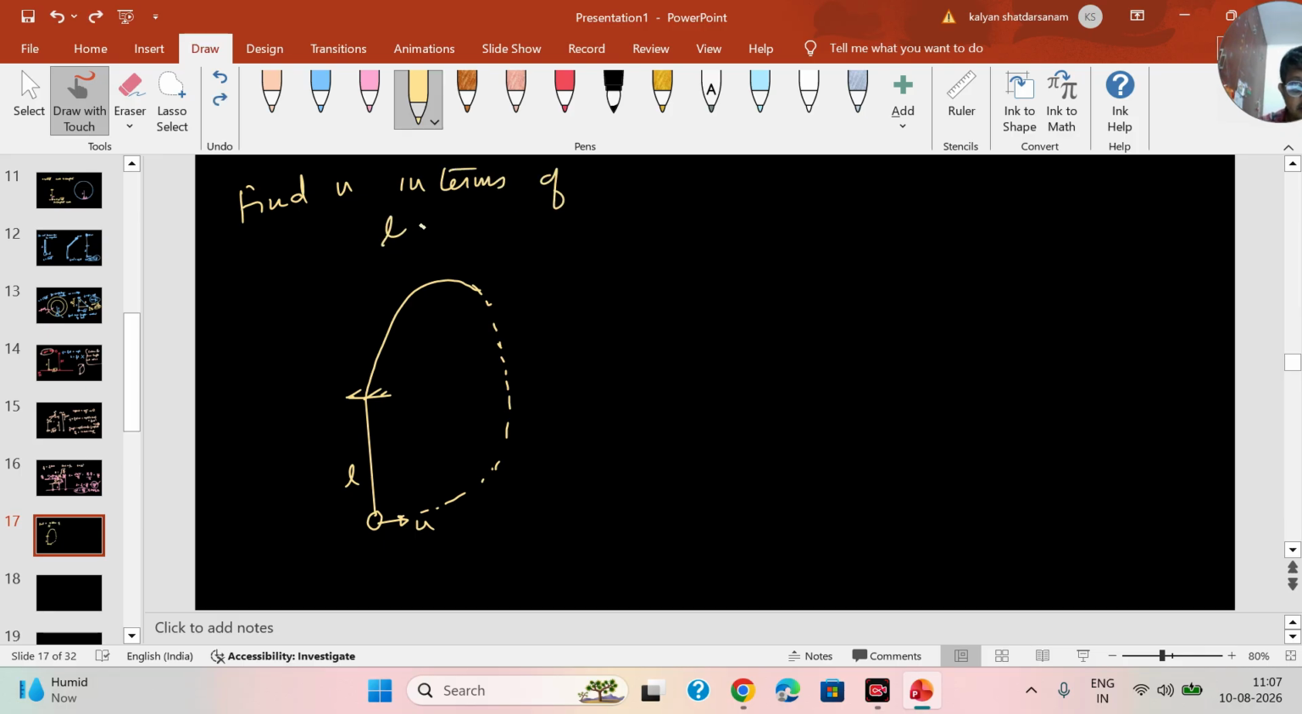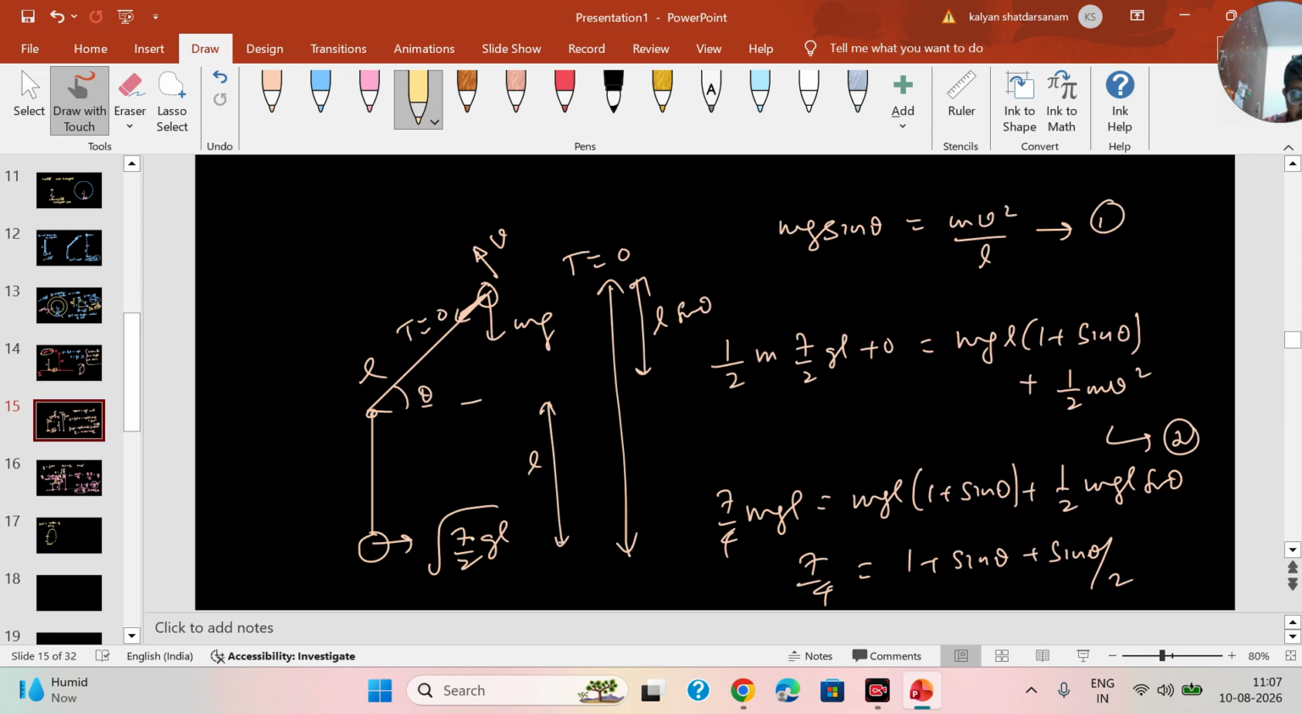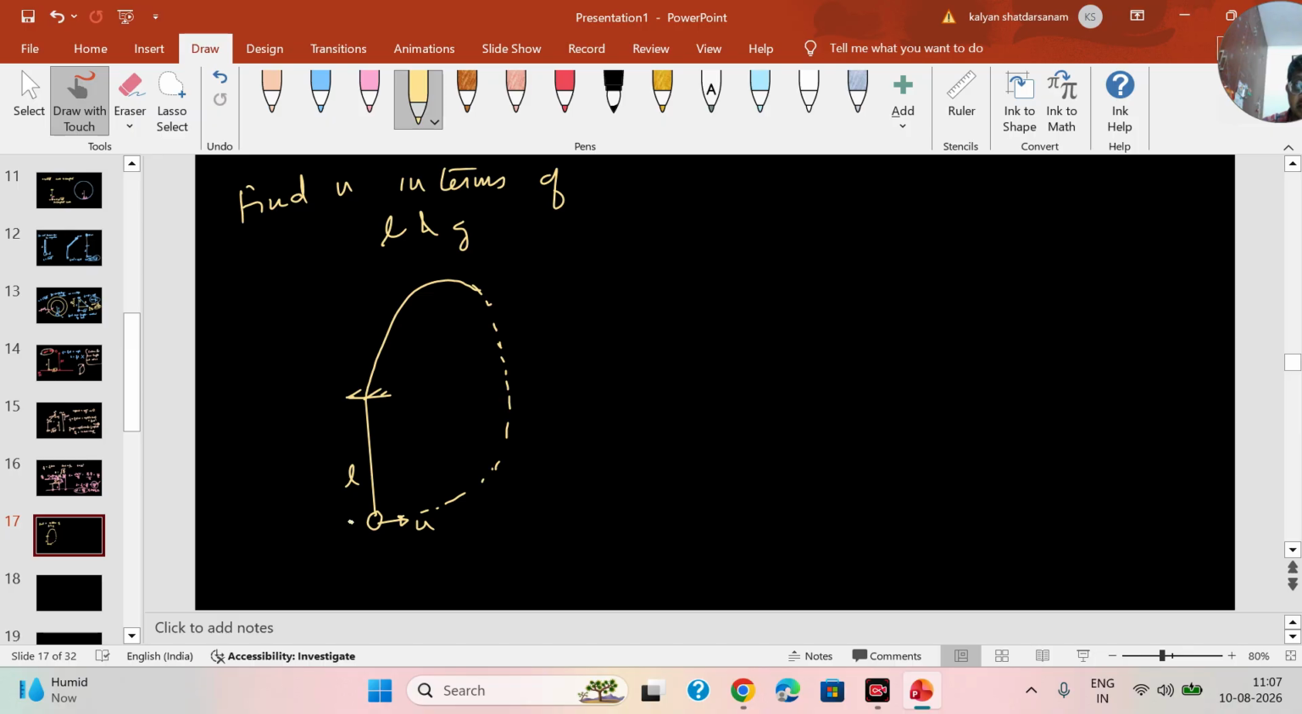Even in the previous case, the u I gave is root 7 by 2 gL. If I gave that u, it lost tension when theta is 30, and from there it went in a parabolic path. Now I have to find this. This is one very complex question. Why is it complex? First I have to find where it loses tension, that angle. From there projectile, and that too it is exactly landing here. So I have to use all these ideas. So we will do it.